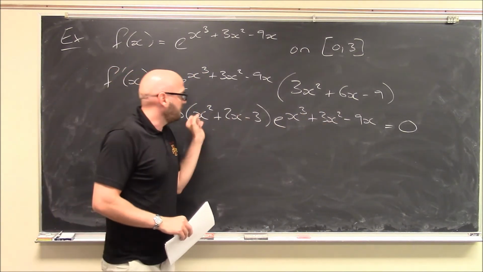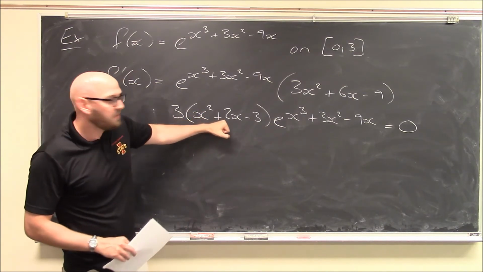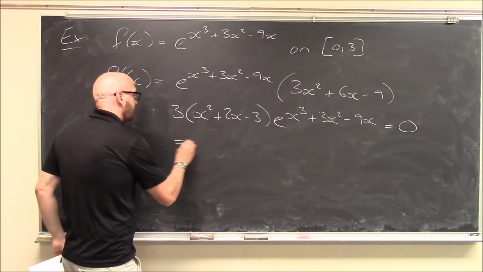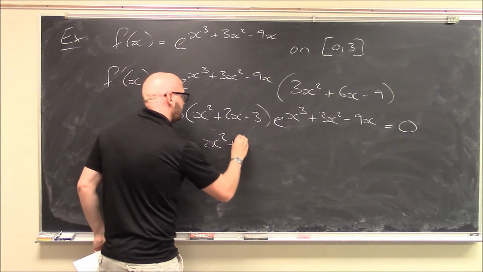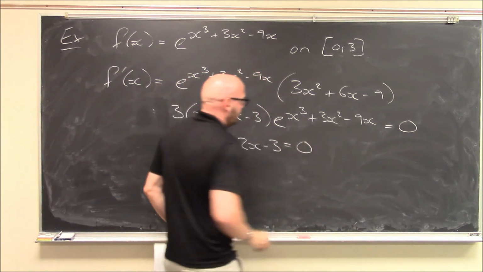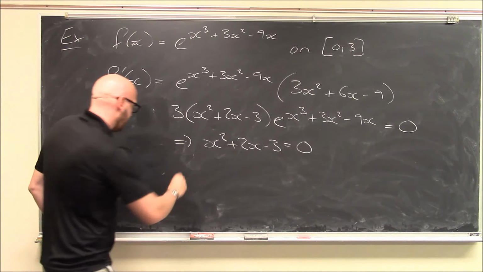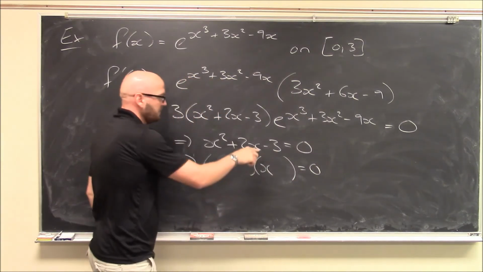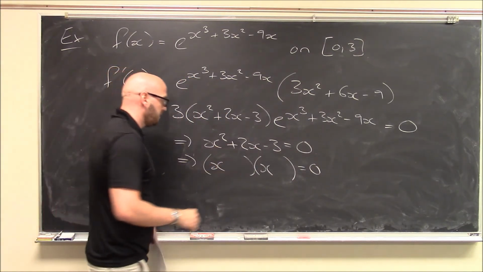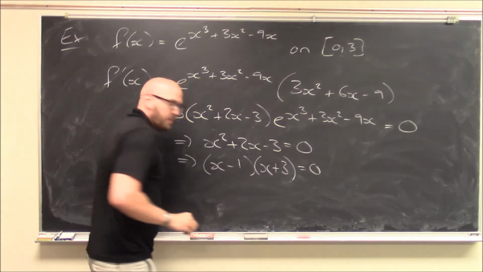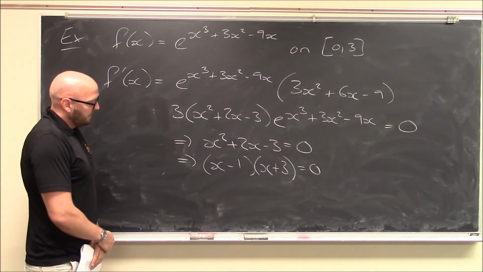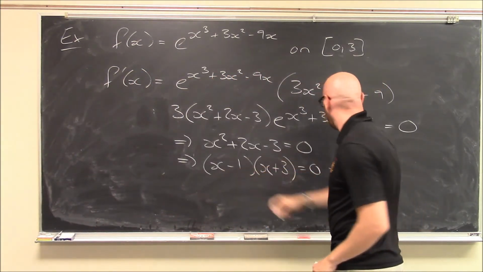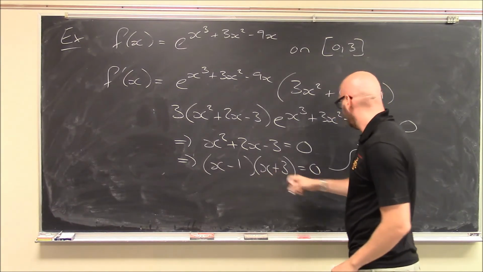Well, remember, I've got a product here. So the only way this can be 0 is if this expression is 0 or this is 0. Exponentials are never equal to 0. So the only way this can be 0 is if x squared plus 2x minus 3 is equal to 0. Hopefully it factors. Two numbers that multiply together to give minus 3, add together to give plus 2. I'm probably looking for plus 3 and minus 1. That sounds right to me. And that means that our critical numbers are either x is positive 1 or x is minus 3.